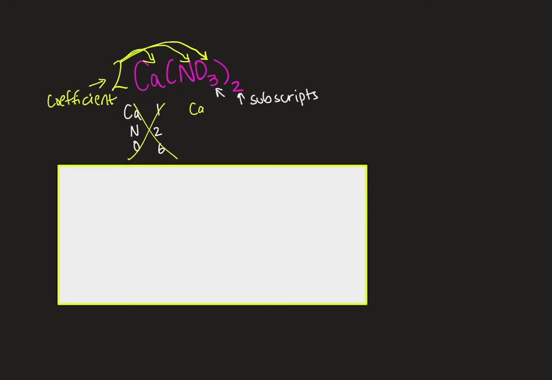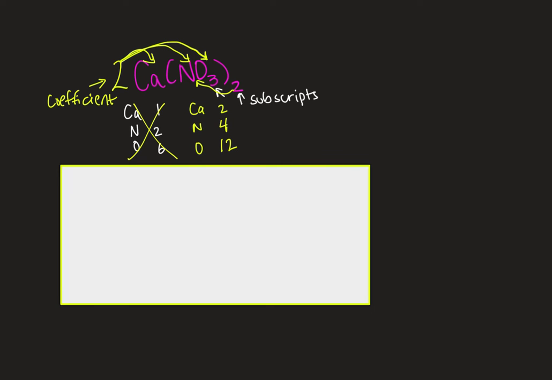So in this case, if we put a coefficient of 2 there, we're not just going to have 1 calcium. We're going to have 1 times 2 is 2 calciums. We're not just going to have 2 nitrogens. We're going to have 2 times 2 is 4 nitrogens. And we're not just going to have 6 oxygens. We'll have double that, so that's 12. Okay, so make sure you can differentiate between subscripts and coefficients.